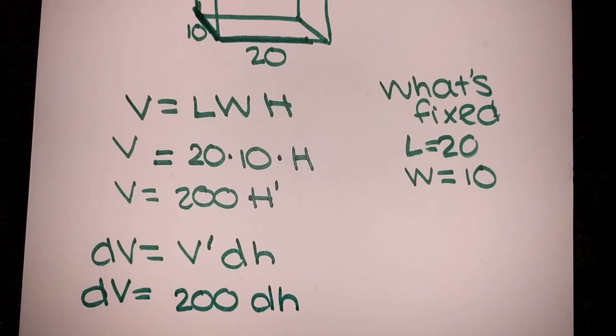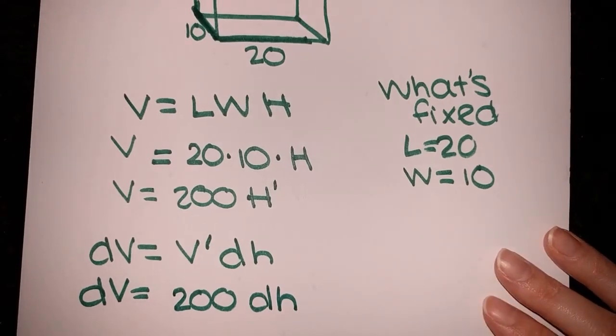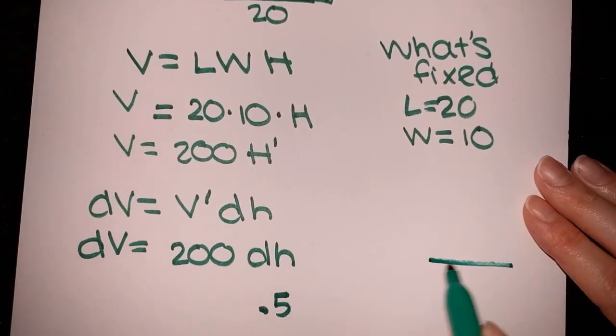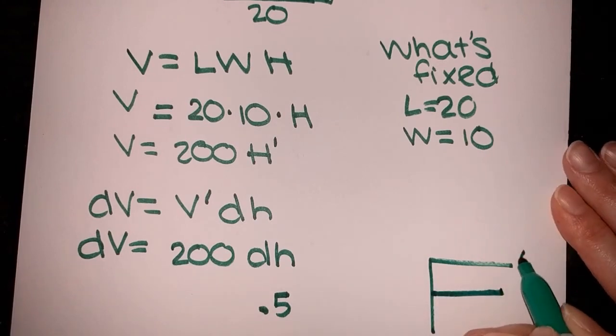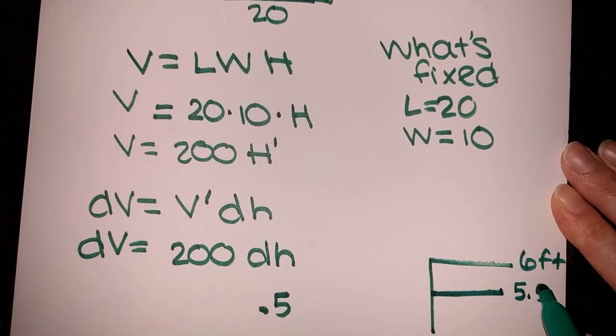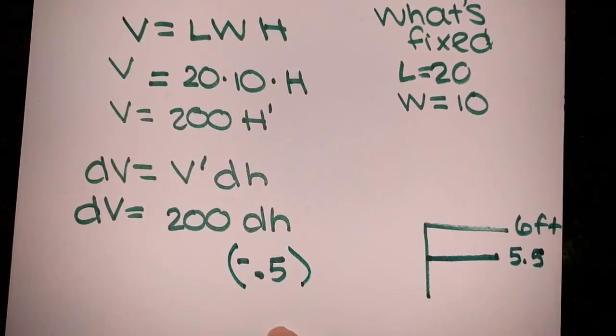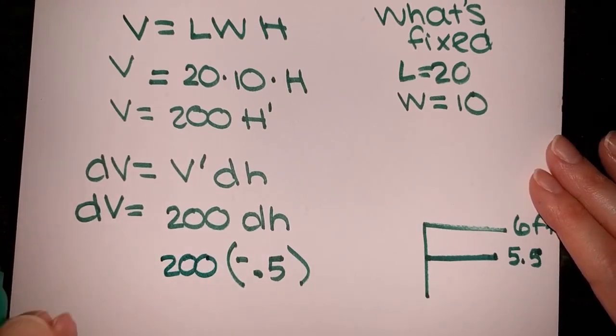All right, so here what's happening is that we have a change, or a perturbation, I should say, in h of 0.5. Now, this goes back to that question of when is your h negative and when is it not? It's supposed to be filled up to 6, but it's decreased. It's supposed to be at 6 feet, but it's decreased to 5.5 feet. So that would be when our perturbation in our input is negative. So if we wanted to, we could represent the dh as negative 0.5 because it's below the target here. Okay, and then that is times 200.